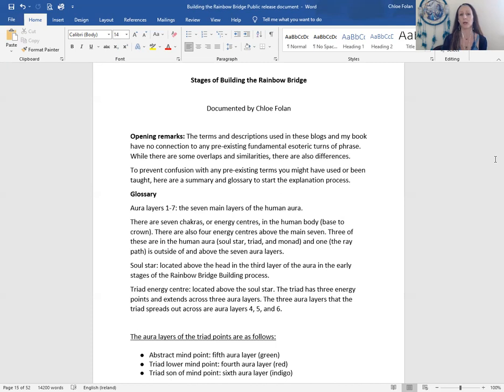So when I say solar angel, you understand what I mean and what's being referenced. When I'm saying monad, you understand what's being referenced, or at least have a good idea over what's being referenced. So that is a particularly useful chapter.